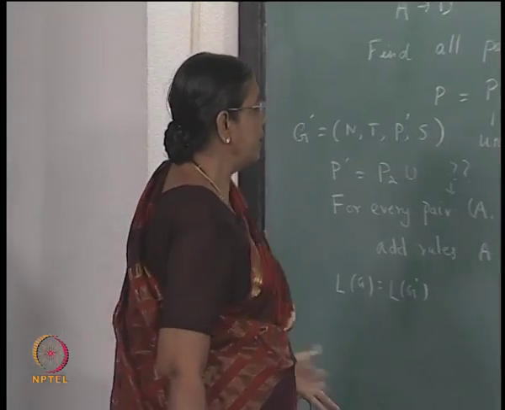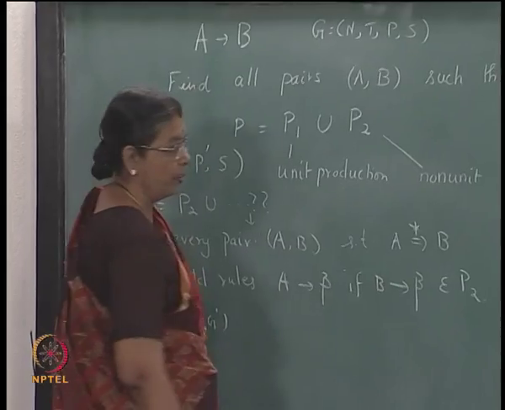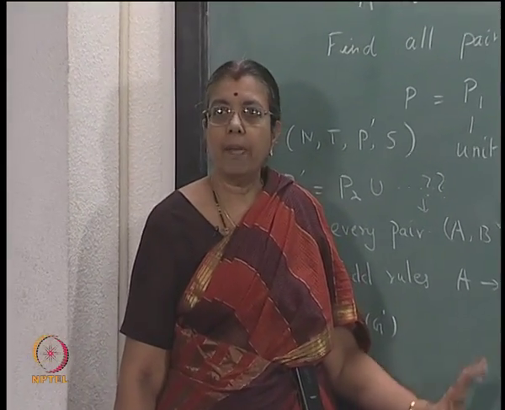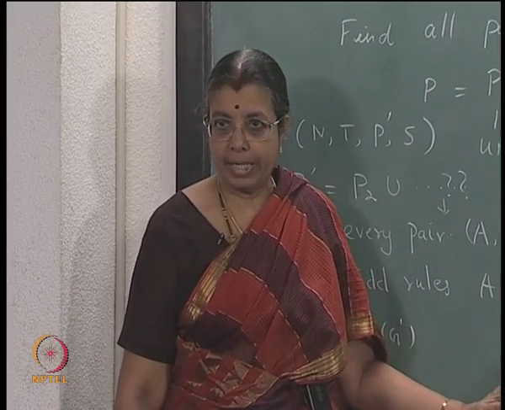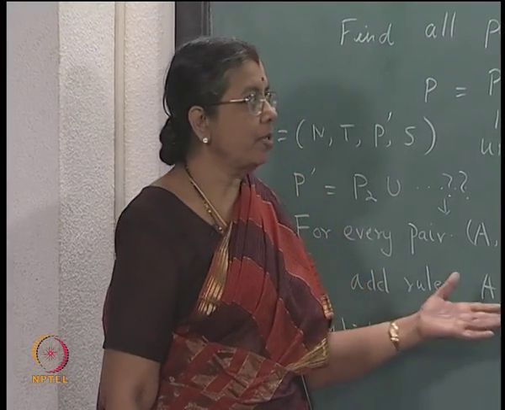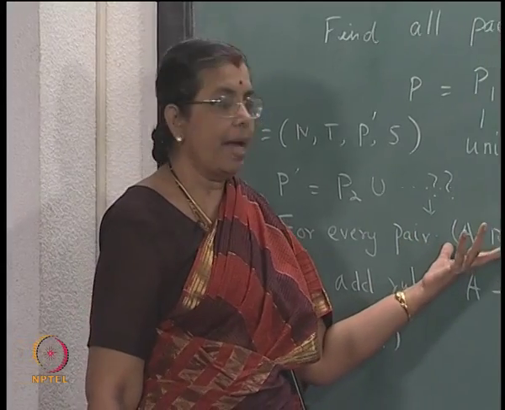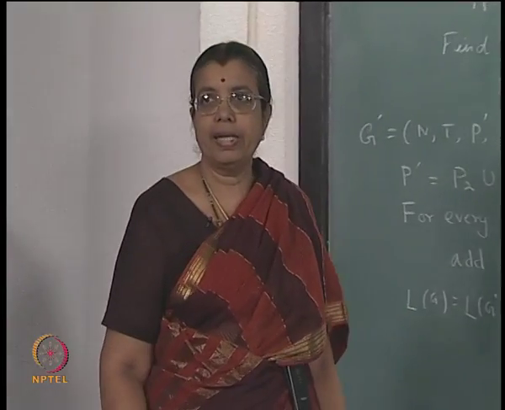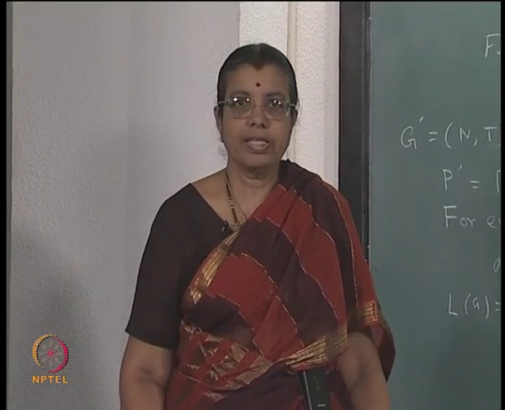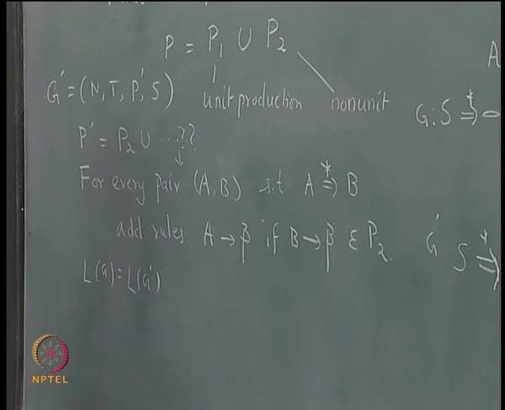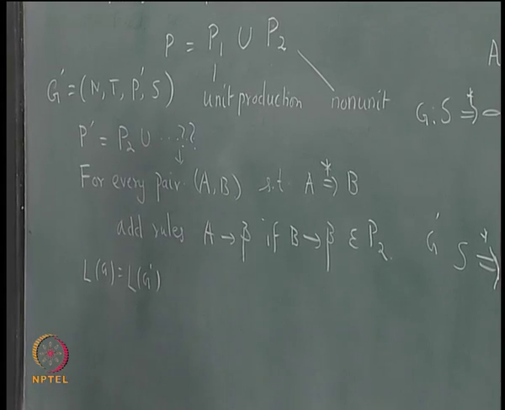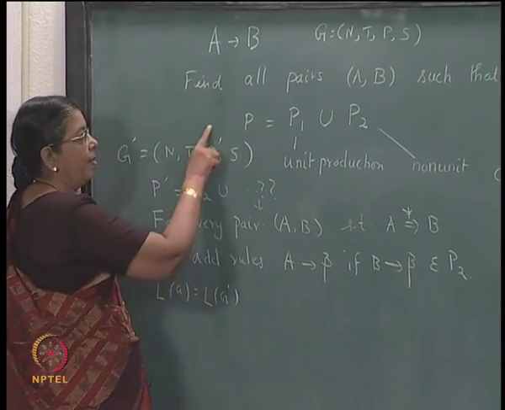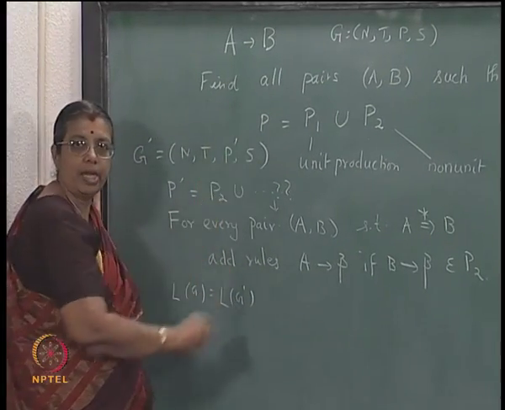So it is advantageous to do this rather than use the unit productions, but one thing you must be careful about: the number of rules here will be enormously increased. Suppose I have such pairs A, B, 5, 6 or 7 pairs like that, the number of rules is going to increase very much. But if I have just one pair, you can just remove it and so on. So the number of rules in P dash will be much more than the number of rules in P.